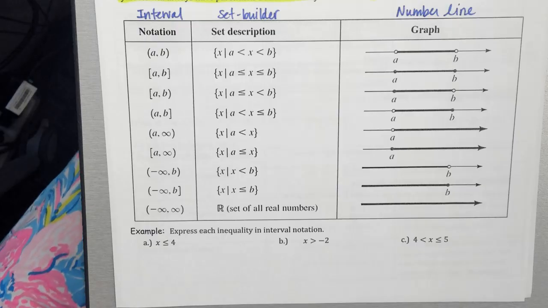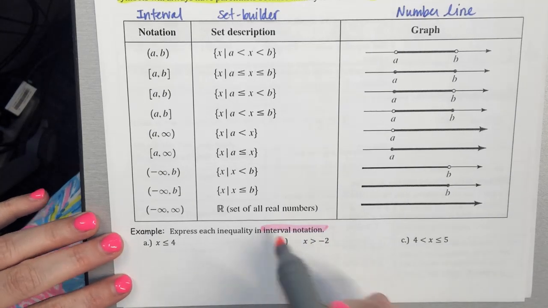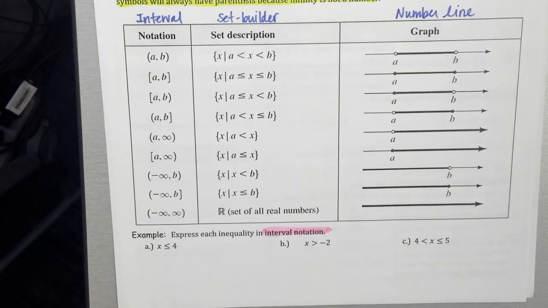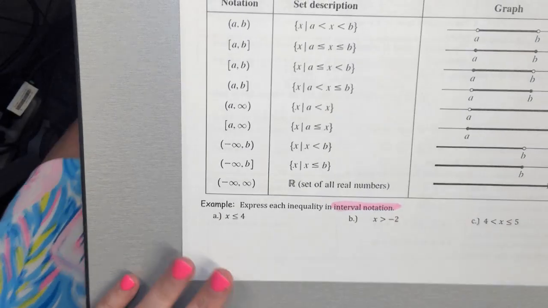Okay, and then once you've looked at that, I want you to go ahead and do this example where you're expressing each of those in interval notation. And you can go ahead and do that with your row. So if you want to try it and then check with your row, you can. All right, let's see how we're doing. Kinley, what'd you guys get for A?